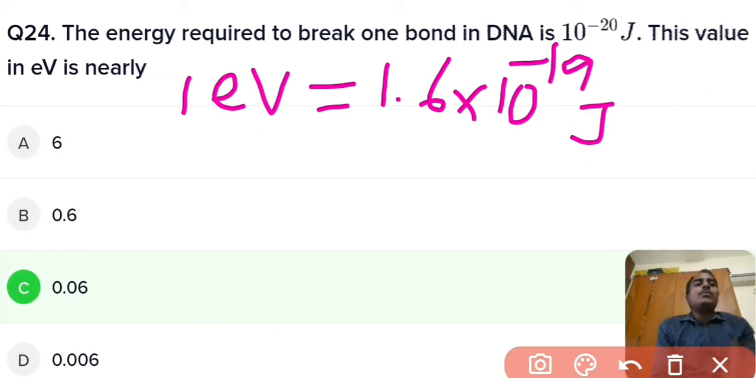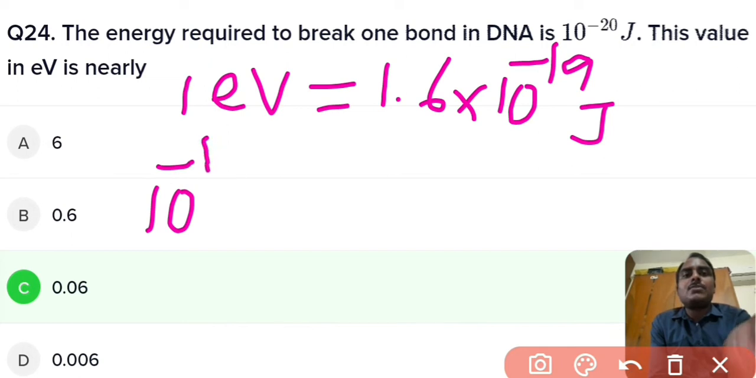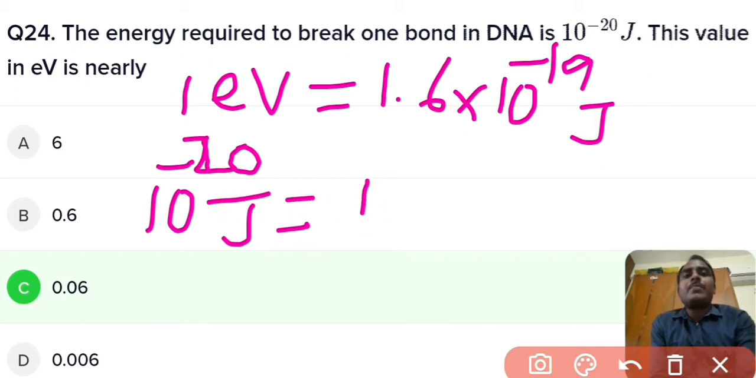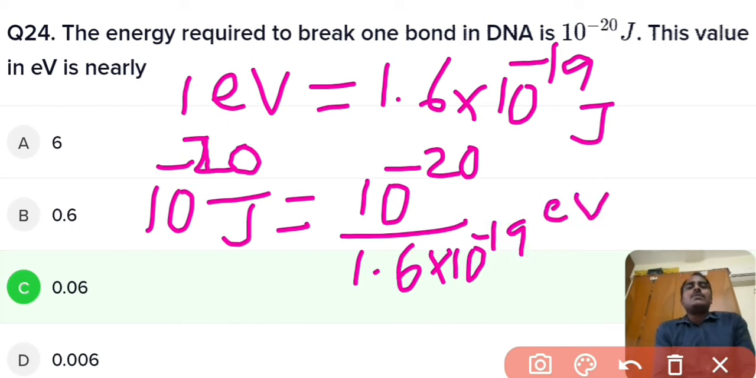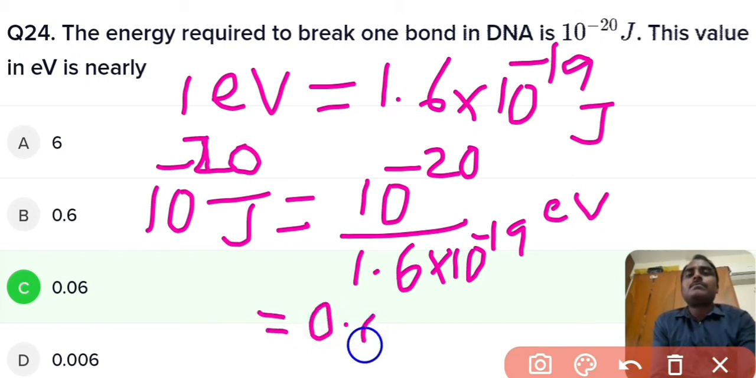So electron volt to joule, we should write 1.6 into 10 power minus 19 joule. But joule to electron volt, then we should divide by 1.6 into 10 power minus 19. So we can write 10 power minus 20 joules equals 10 power minus 20 divided by 1.6 into 10 power minus 19 electron volt. If you simplify this, it becomes 0.06. So option C is the correct option.